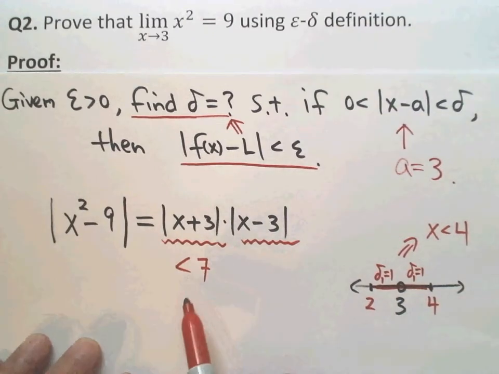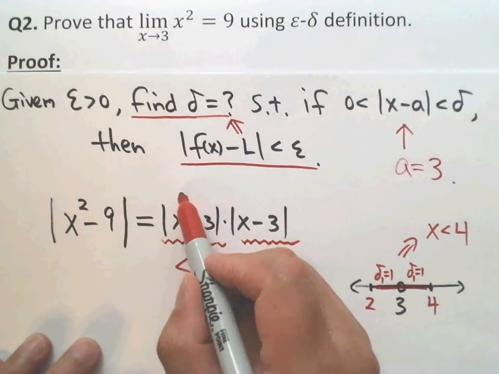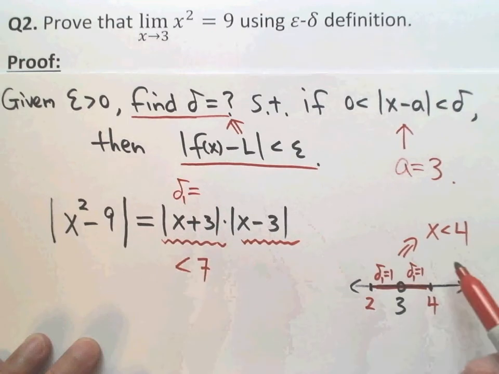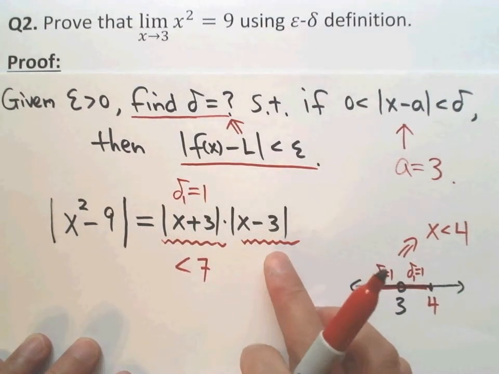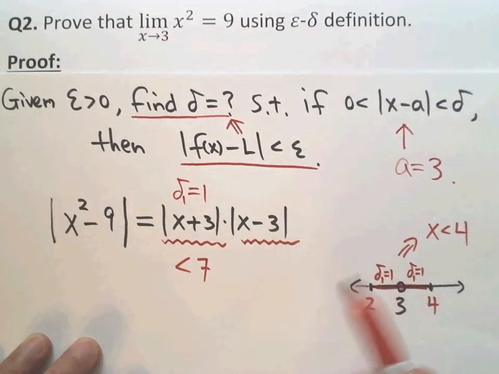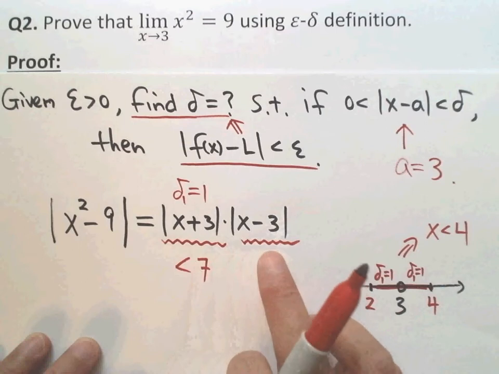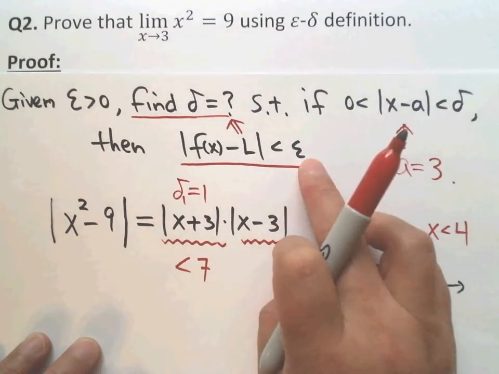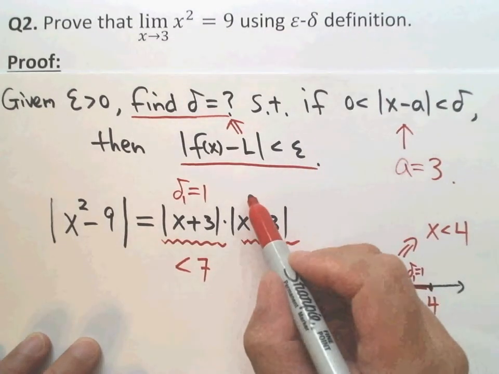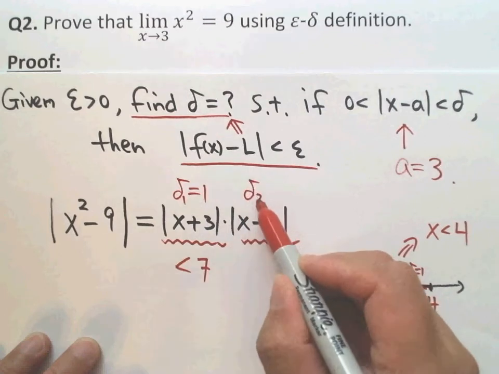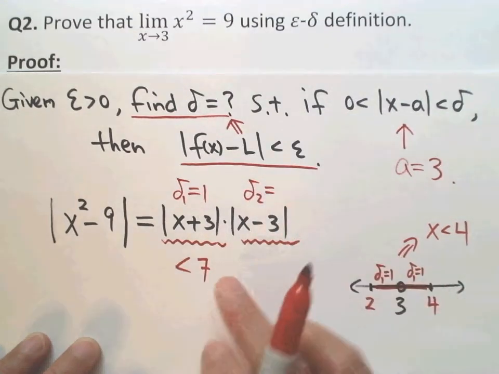Now we look at the second term. The first term we already have. If I wrote something here, the first term delta 1 equals 1. How about the second term? The second term is easy. Our purpose is to make 7 times this term less than epsilon. I can easily pick.